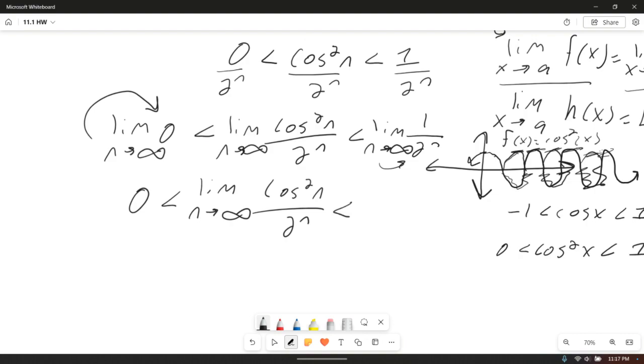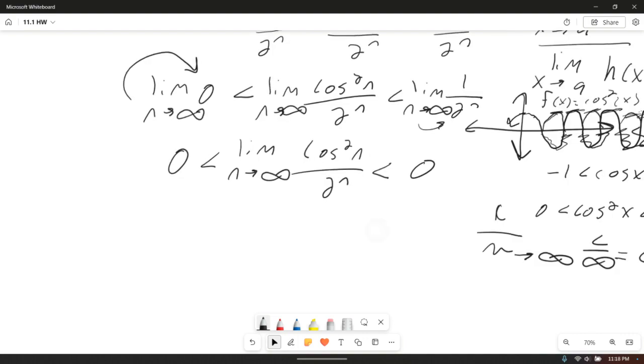Well, not exactly our 1 over x to the r rule, but using a similar logic. If you have a fixed constant on the top and some sort of function at the bottom with a variable in it, and this bottom function is approaching infinity, well, constant over infinity is just going to be 0. So this is going to be 0.